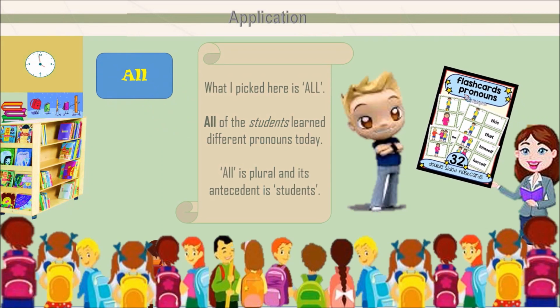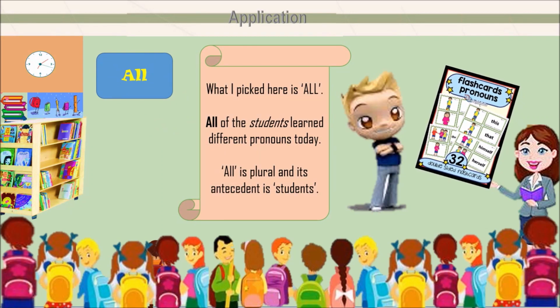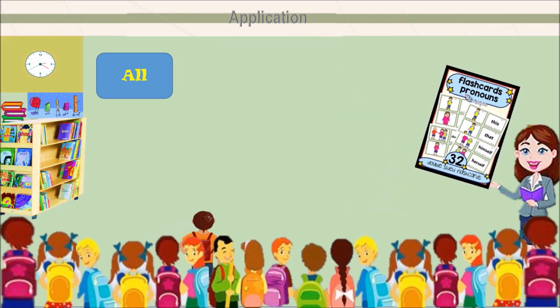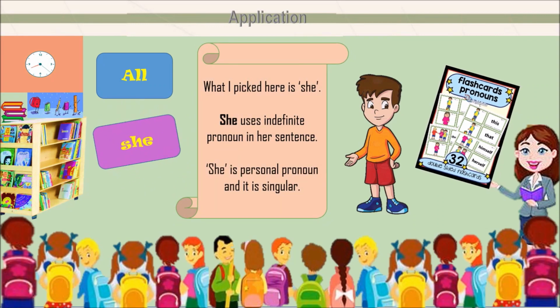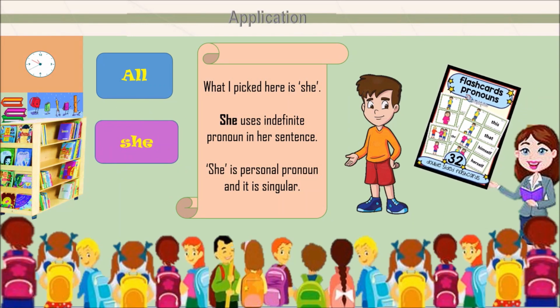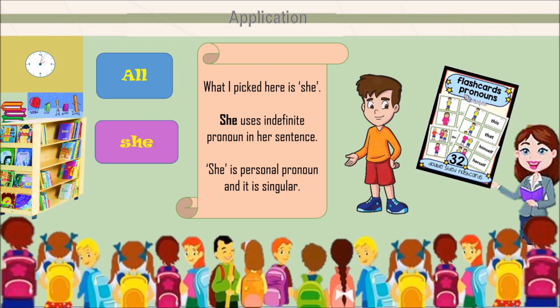What I pick here is all. All of the students learn different pronouns today. All is plural and its antecedent is students. What I pick here is she. She used indefinite pronoun in her sentence. She is a personal pronoun and it is singular.